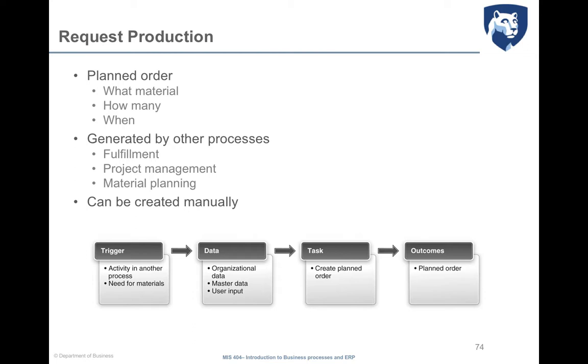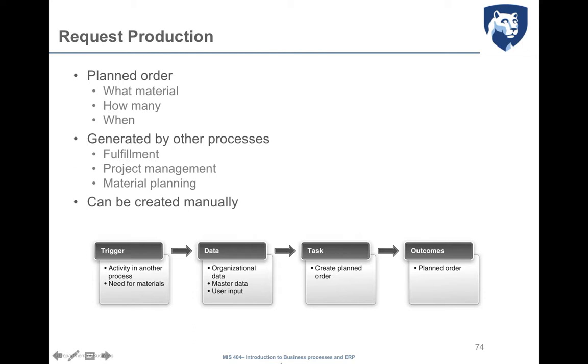If instead the company has decided to adopt a make-to-stock strategy, production will be activated by the material planning process, which we will see in the next module is concerned with ensuring that sufficient quantities of material are always available to satisfy the market demand. However, regardless the source of the trigger, the main task and the outcome of the request for production is the creation of what we call a plan order.